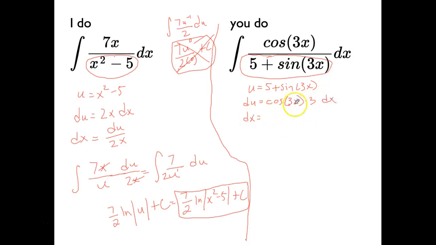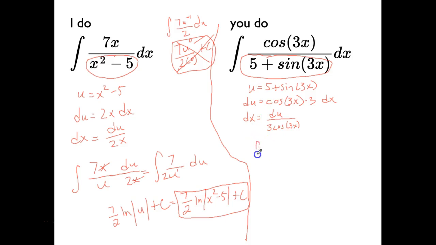And I get to solve for dx, so that means I'm dividing by this whole thing. So I'm going to have du over, and I'm going to move this 3 to the front. So it's going to be 3 cosine of 3x. I mean, you can leave it at the end if you want to. Doesn't really matter. Okay, I did my first 3 steps.